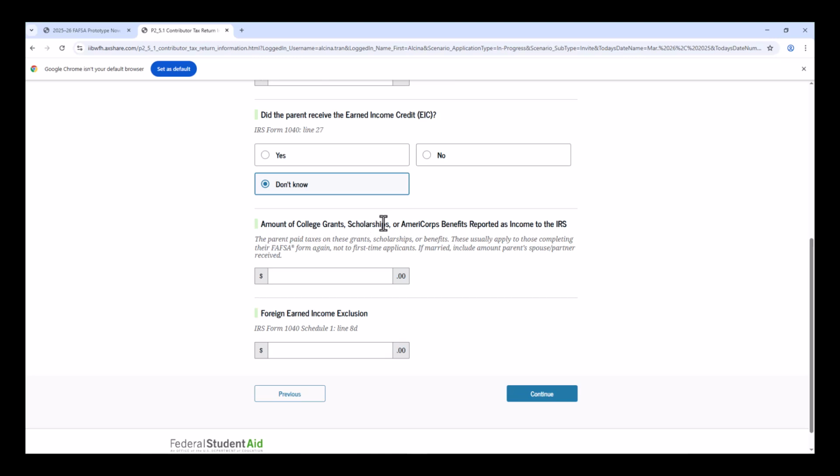Amount of college grants, scholarships, or AmeriCorps benefits reported as income to the IRS. So this is benefits that you have reported on your income taxes. If you did not report or pay any taxes on any grants, this amount will be 0. And lastly, foreign earned income exclusion, which can be found on the 1040 on line 8D. Enter that amount here and continue on.